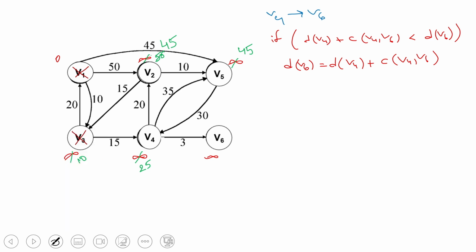Distance of v4. What is distance of v4? That's 25 plus cost of v4 to v6, it's 3, which is less than distance of v6. Obviously it is true. So distance of v6 is 28. 25 plus 3, it's 28. So 28.